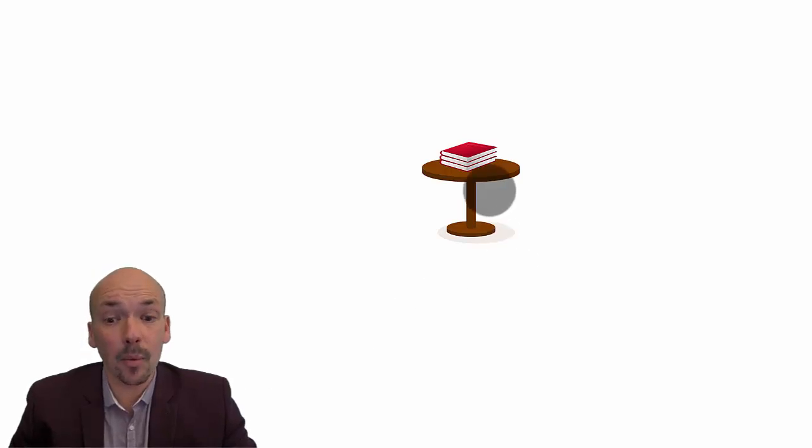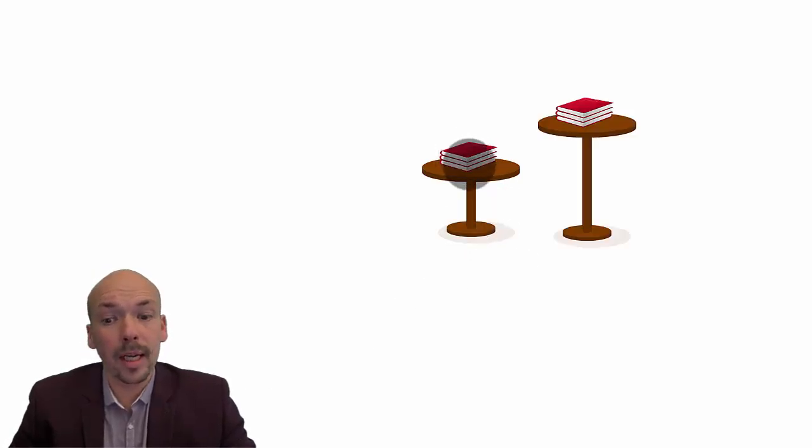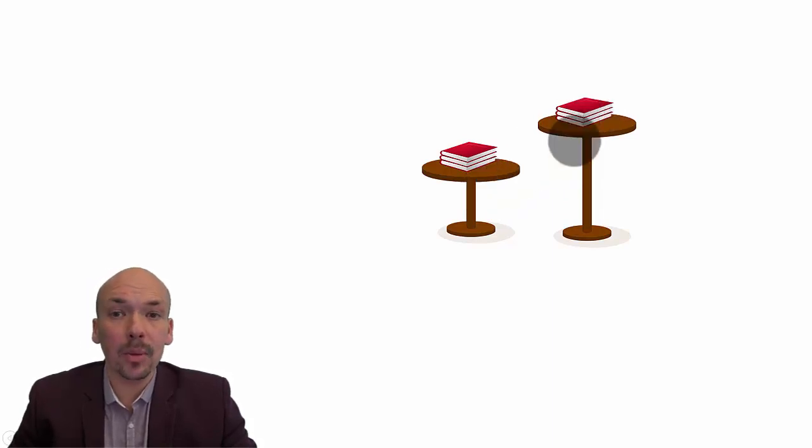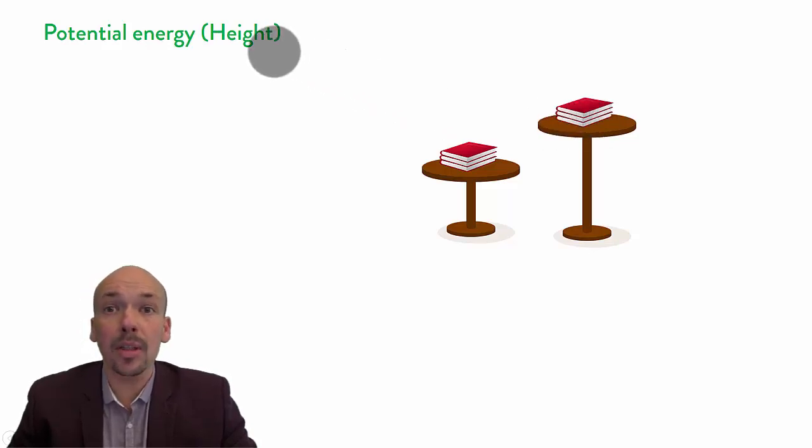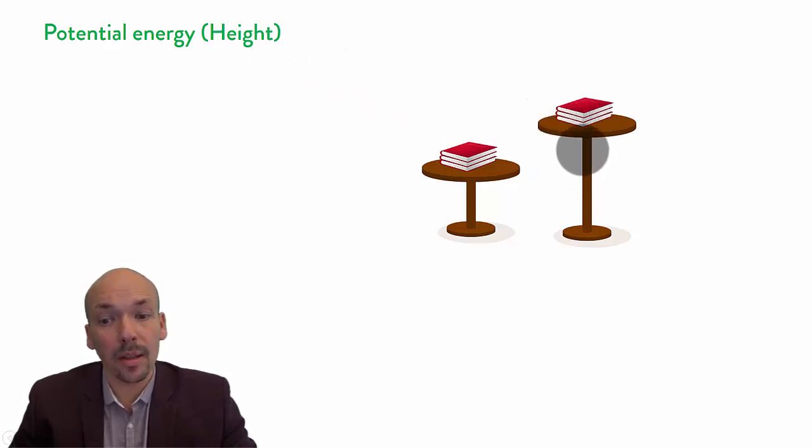First, I will start with a list of all the different energies we have in physics. We start with this example. We have a table with some books on it, and we have another table which is a bit higher with the same amount of books. The difference between these two is that this one has more potential energy because the height is larger. So if the height goes up, then there is more potential energy.